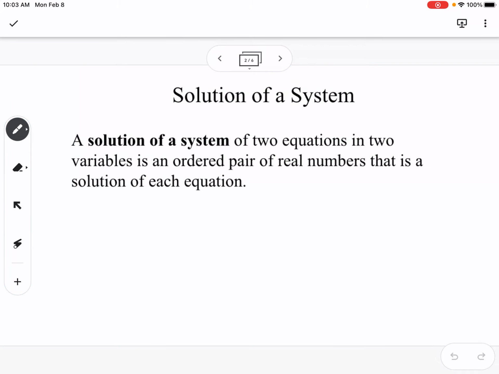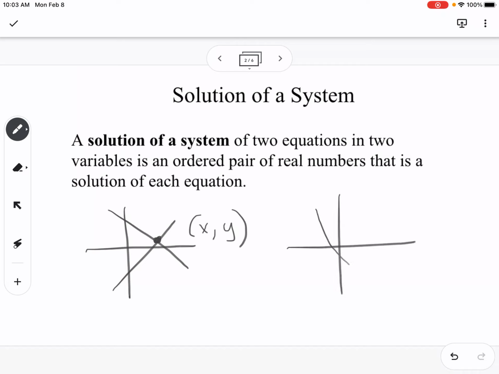So a solution of a system is an ordered pair where those two equations meet. Graphically, if you have two lines, the point where the two lines intersect is the solution to the system of equations. We're also going to look at situations where you might have a quadratic and a line. So you might have two solutions to your system of equations, but you're writing your solution as an ordered pair. That would be a solution to each equation.